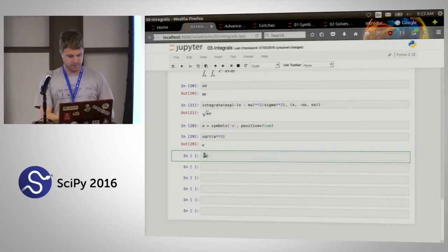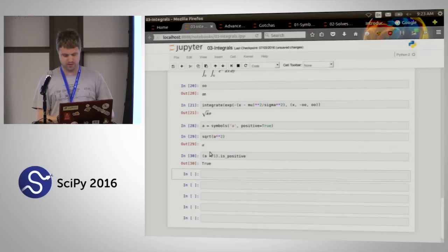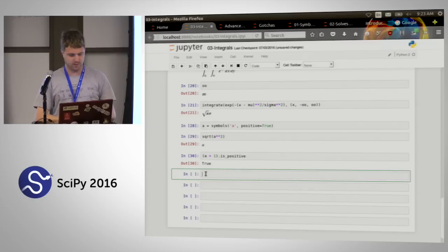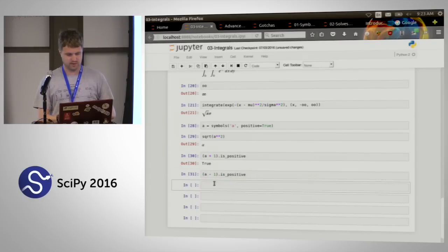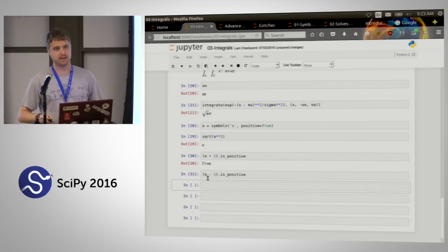Another way you can use the assumption system is if you have some expression and you want to know assumptions about that expression, you can do is positive on it. This is going to return either true, false, or none. So, for example, if I do A minus 1, this is giving me none, because if I take a positive number and subtract 1, it might be positive or it might not be positive. So none is the unknown or undetermined case.